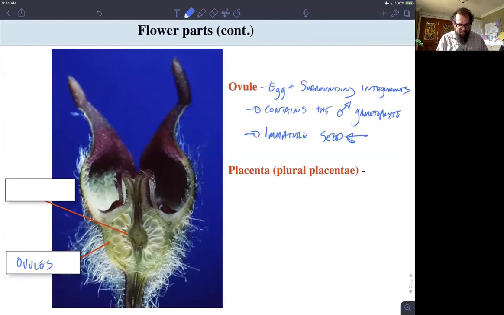The other thing that we can see in here is the tissue that each of these ovules is attached to, and that tissue is called the placenta. So the placentae are tissues that line the ovary and bear the ovules. The placenta is the tissue that lines the ovary and bears the ovules.